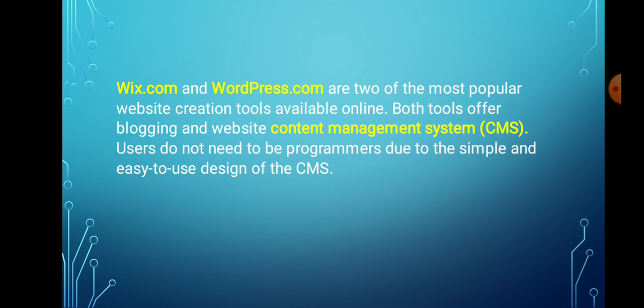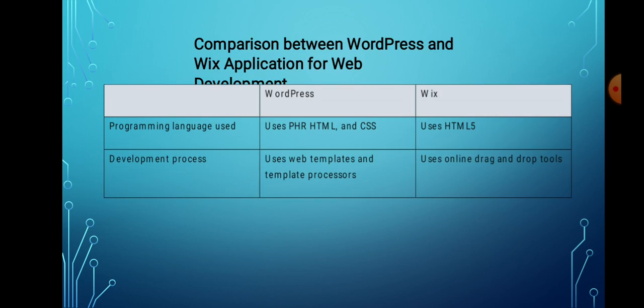Wix.com and WordPress.com are two of the most popular website creating tools available online. Both tools offer blogging and website content management systems, or CMS. Users do not need to be programmers due to the simple and easy to use design of the CMS. Comparison between WordPress and Wix application for web development.